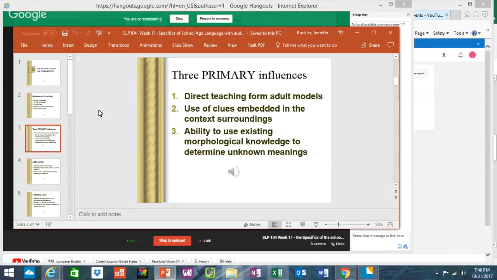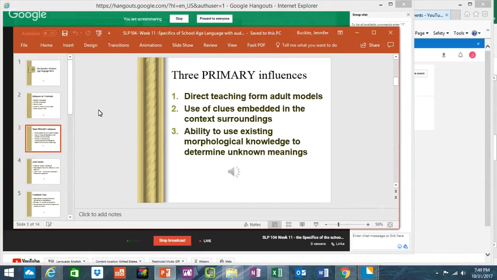The three primary influences in how vocabulary is acquired. Vocabulary is acquired either by direct teaching from adults, so children go around going, "What's that?" and we label it for them. Children use clues of context, so they may hear a new word, but they listen to the context in which it's embedded, and they make the assumption or determine meaning based off of the context.